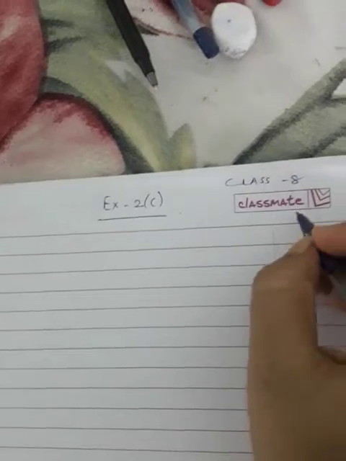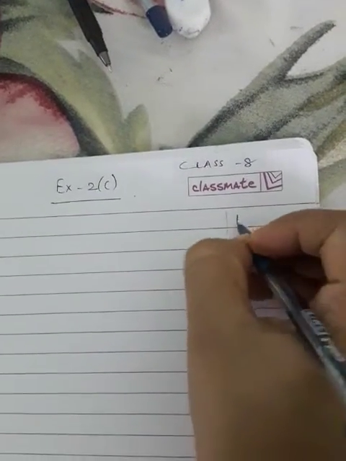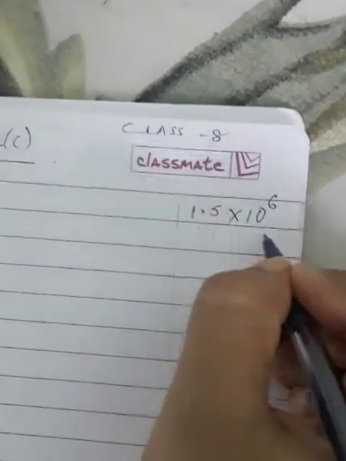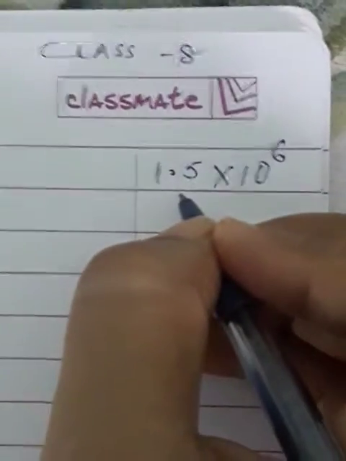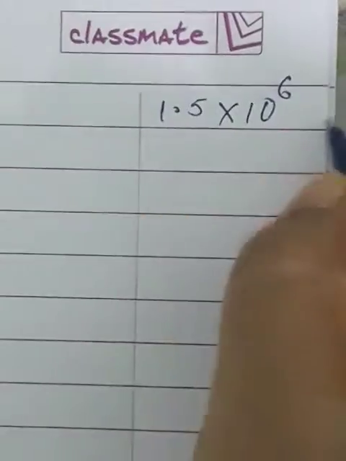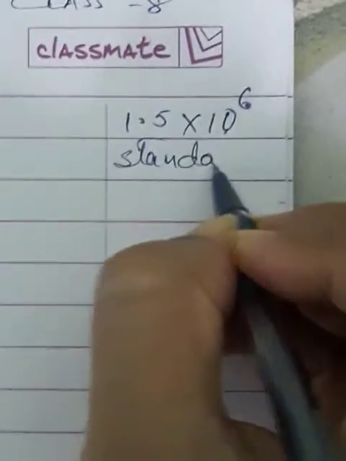In this question solving, you have to understand two things. There are some numbers that we can write in this form, 1.5 suppose into 10 to the power 6. This type of form is known as standard form. When we write in 10 to the power something, this is known as standard form.